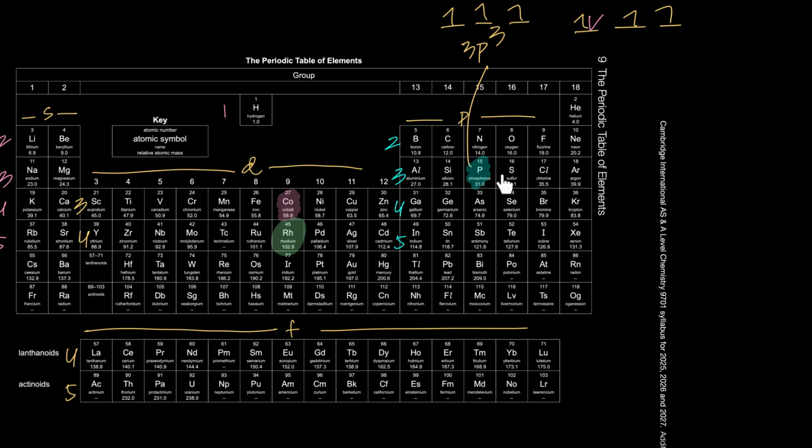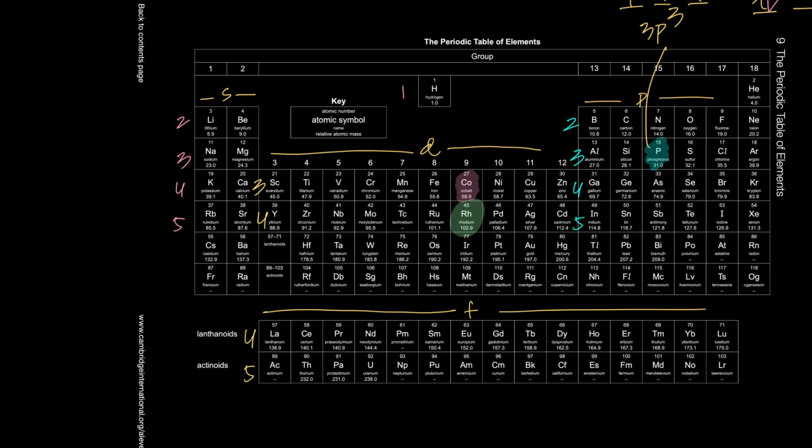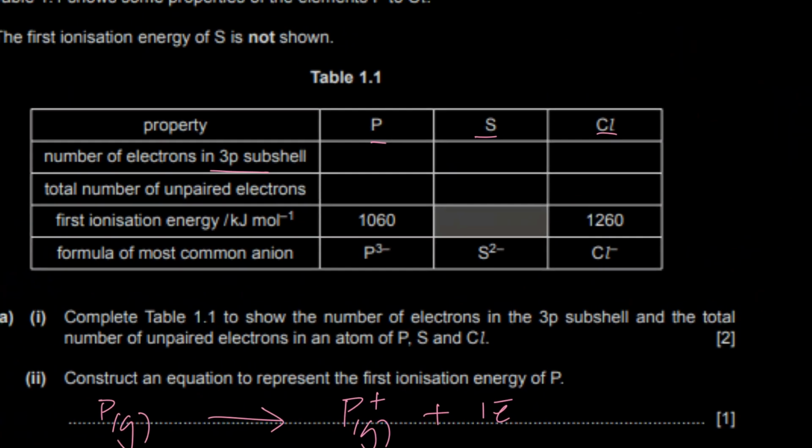So sulfur has 4 electrons, and chlorine has 5. Chlorine is 3p5, so it has 5 p electrons. The number of electrons in the 3p subshell is 3, 4, and 5.